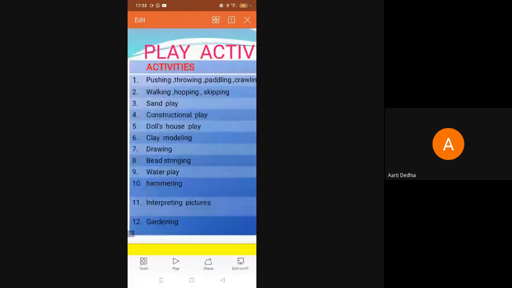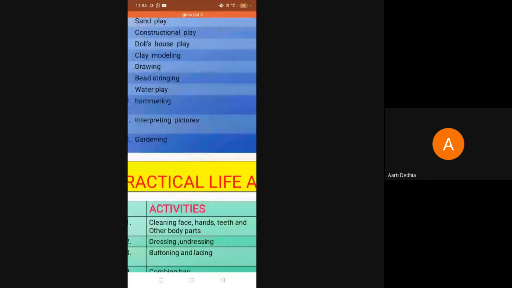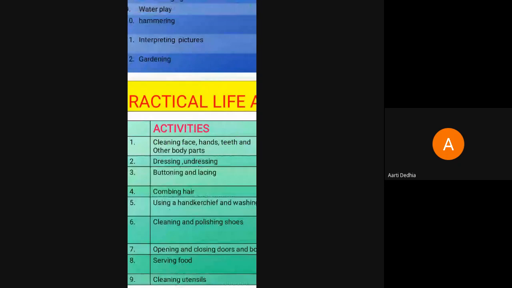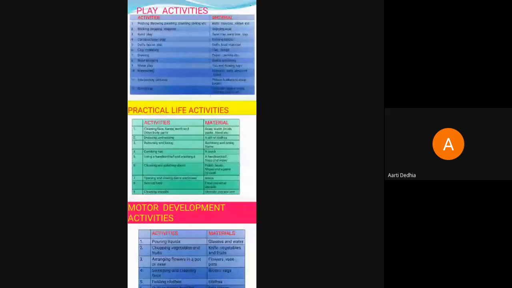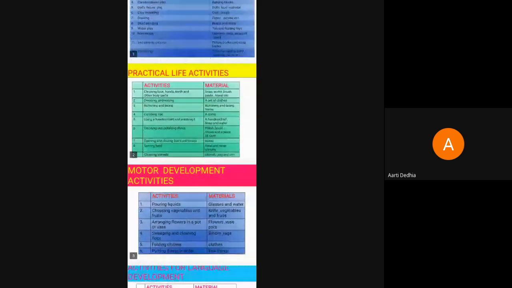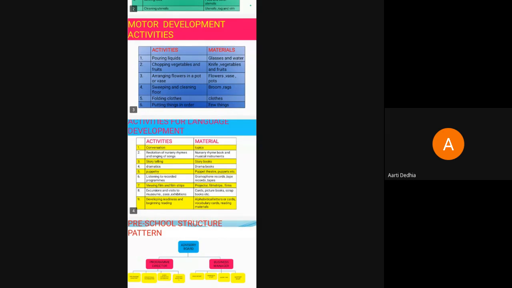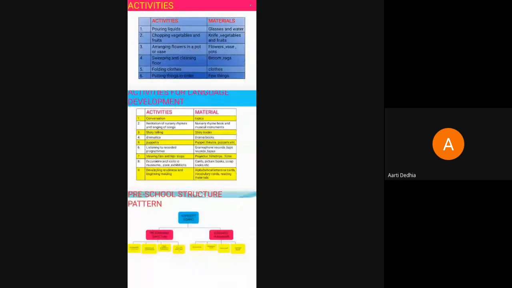So the first slide is related to play activities, and the second slide is related to practical life activities, and the third slide is related to motor development activities, and fourth is activities for language development. Okay, is it clear now? Yes, sir. Okay.